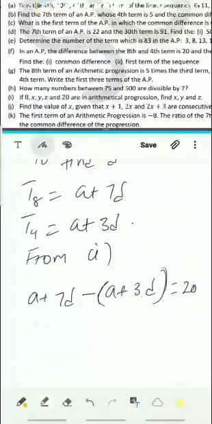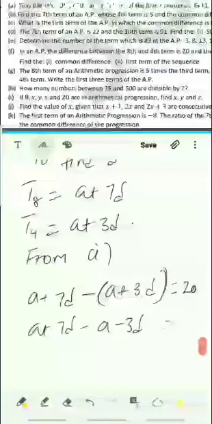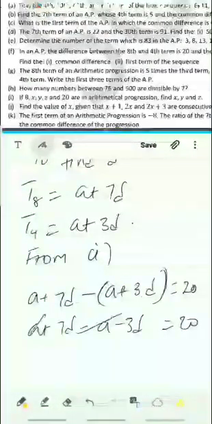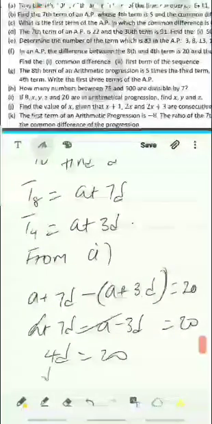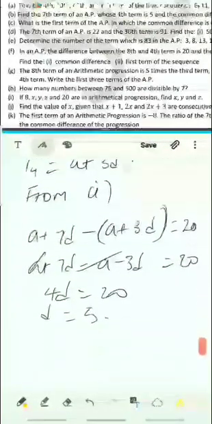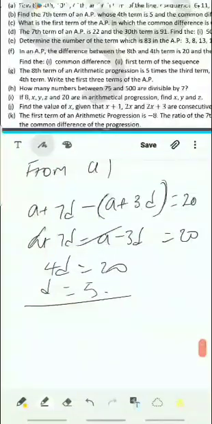So when we solve, we have A plus 7D minus A minus 3D equals 20. A cancels here, 7D minus 3D, that's 4D equals 20. So it means D is equal to 5. So the common difference is 5. We've answered the first question. And the second question says we should find the first term of the sequence. So we want to find A now, using statement 2.